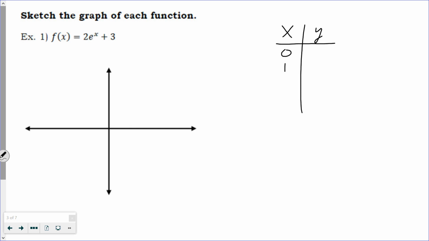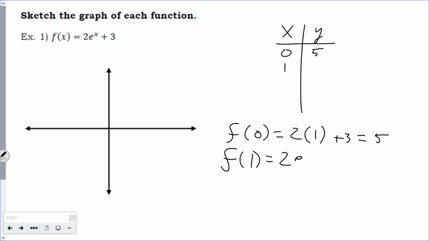So when you plug in 0, what we get is 2 times 1 plus 3, because anything to the 0 power is always going to be 1. You have 2 times 1, which is 2, plus 3, which is 5. And when you plug in 1 for x, we get 2 times e to the first power plus 3.